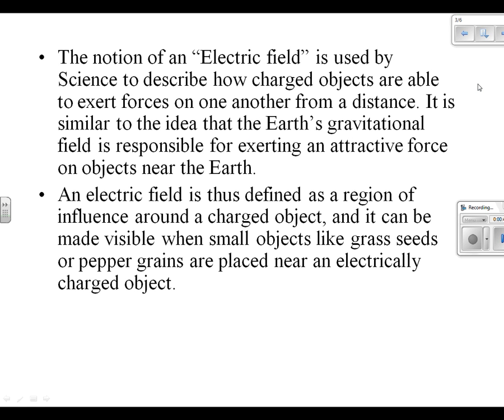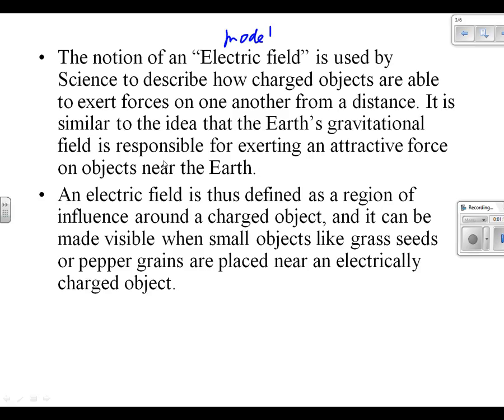Okay? This notion of electric field is used by science to describe how charged objects are able to exert forces on one another from a distance. So if you go way back to that first unit, it's an example of a scientific model. It's a way to describe and explain something that's happening that we can't really see, right? We can't explain this force. And so we come up with this idea of the force field, and it helps us sleep better at night because we can explain it.